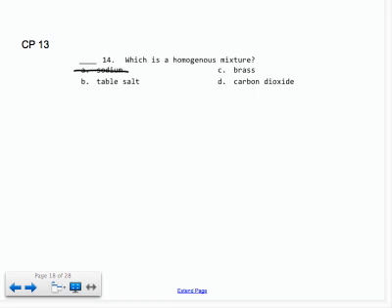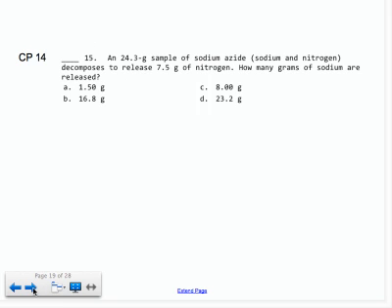Which of the following is a homogeneous mixture? Sodium is an element, table salt is a compound, brass is an alloy, carbon dioxide is another compound, so the answer here is C.